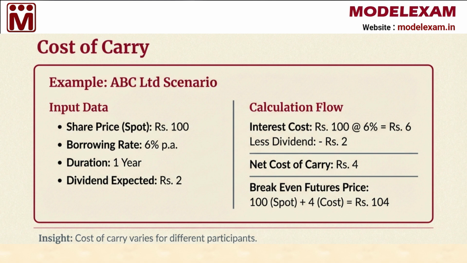Let us look at a quick example with a company called ABC Limited. If the current share price is 100 and you borrow money at an interest rate of 6% per year, your cost to finance this is 6. But if you expect to receive a dividend of 2 during that year, your net cost of carry is 6 minus 2, which equals 4. Therefore, to break even, your futures price would need to be the spot price of 100 plus the cost of 4, equaling 104. This cost can vary for different investors, but the logic remains the same.